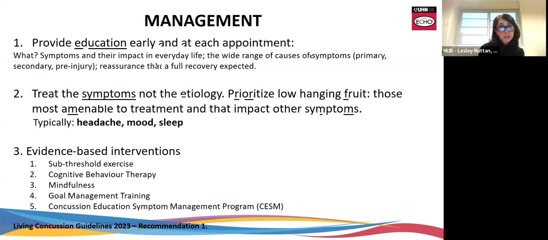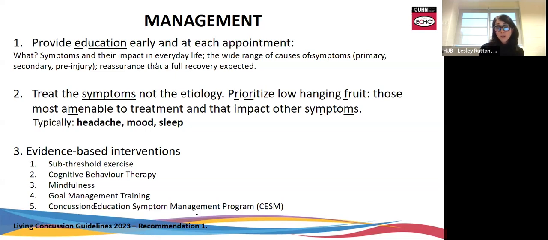Here are some approaches to concussion symptoms that have excellent evidence behind them for assisting with cognitive and mental health symptoms, and that can treat wide-ranging symptoms. So we know that sub-threshold exercise has mounting evidence for speeding up recovery. We also know that even outside of concussion, exercise has positive impacts on mental health and cognition.